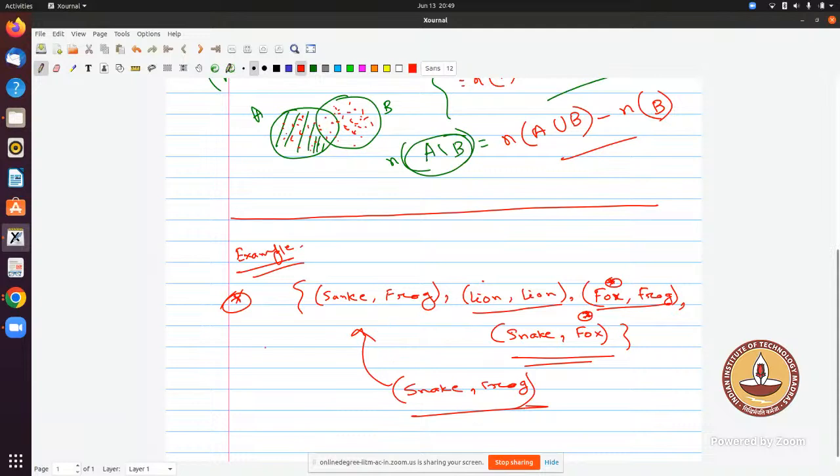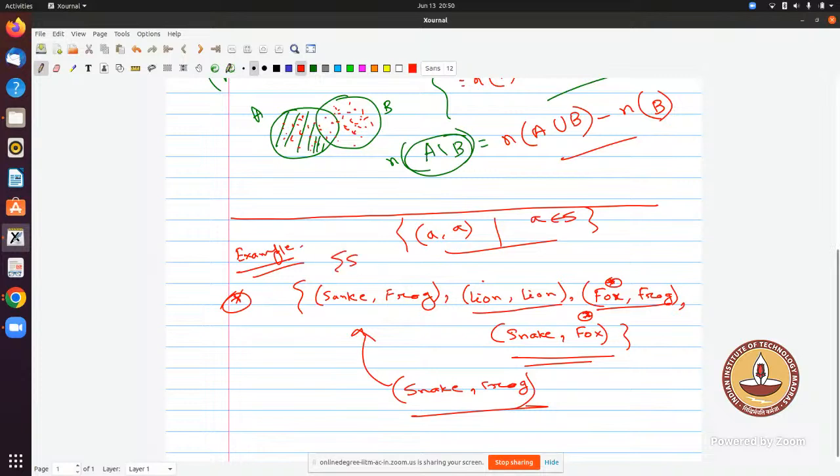For reflexive we need all such pairs, all such (A, A) inside the set. There is no other pair that the lion is included in; lion is left off. That doesn't matter. For reflexive, all such pairs.